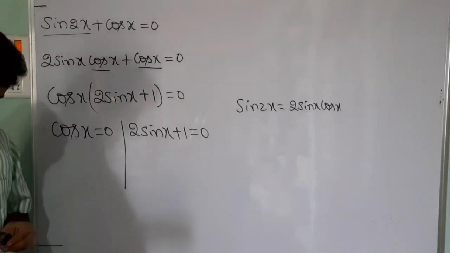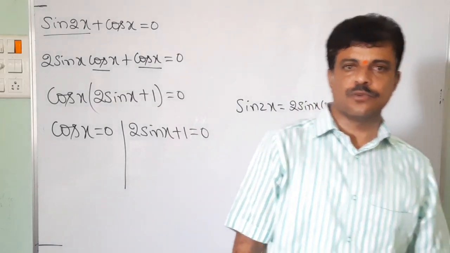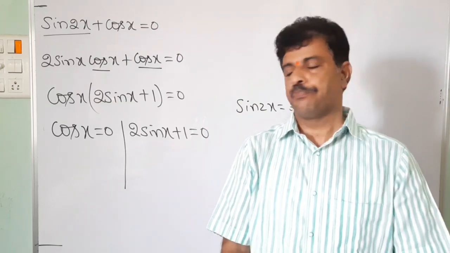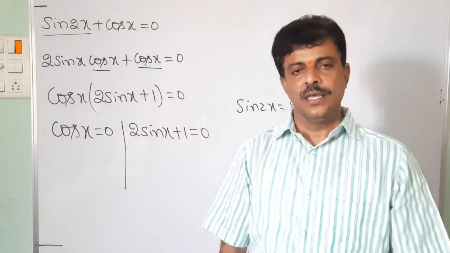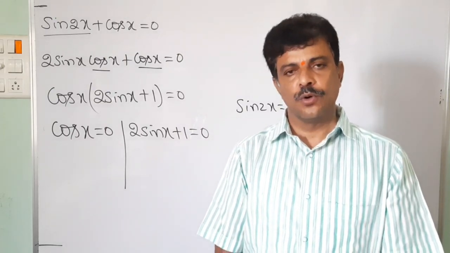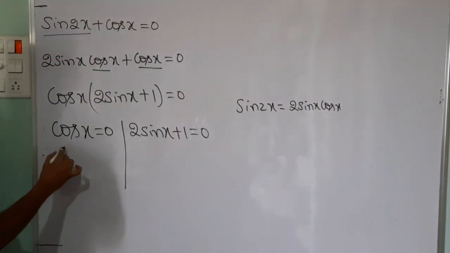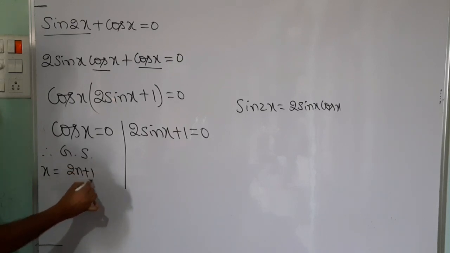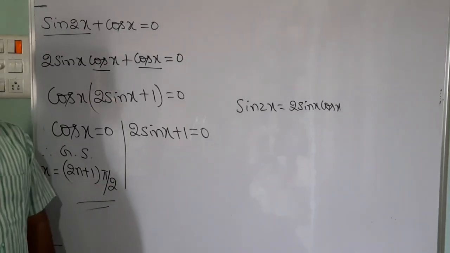Already we know some general solutions: sin x is equal to 0, cos x is equal to 0, tan x is equal to 0, and sin x is equal to sin alpha, cos x is equal to cos alpha, tan x is equal to tan alpha. But this is cos x is equal to 0, a direct standard form. So when cos x is equal to 0, the general solution is x is equal to (2n plus 1) into pi by 2. Therefore, the general solution is x is equal to (2n plus 1) into pi divided by 2. This is for cos x is equal to 0.